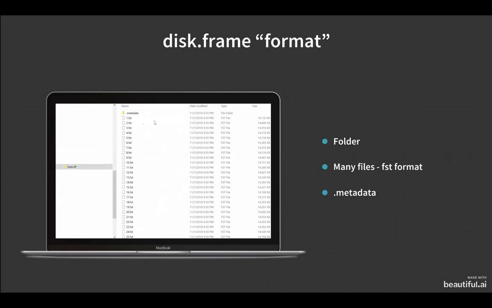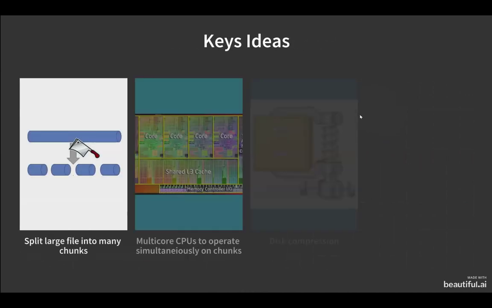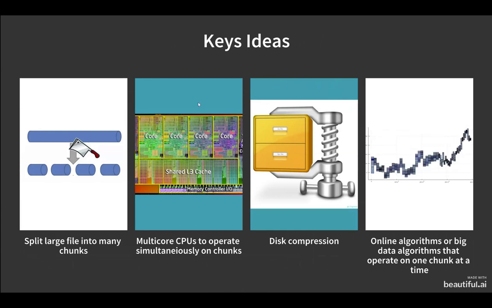And then you store each of the smaller files into a folder. And this folder with the many small files, and maybe a metadata folder, is what I call the disk frame format. So it's just as simple as that. And there's a few things that happen when you break up a large data set into smaller chunks.